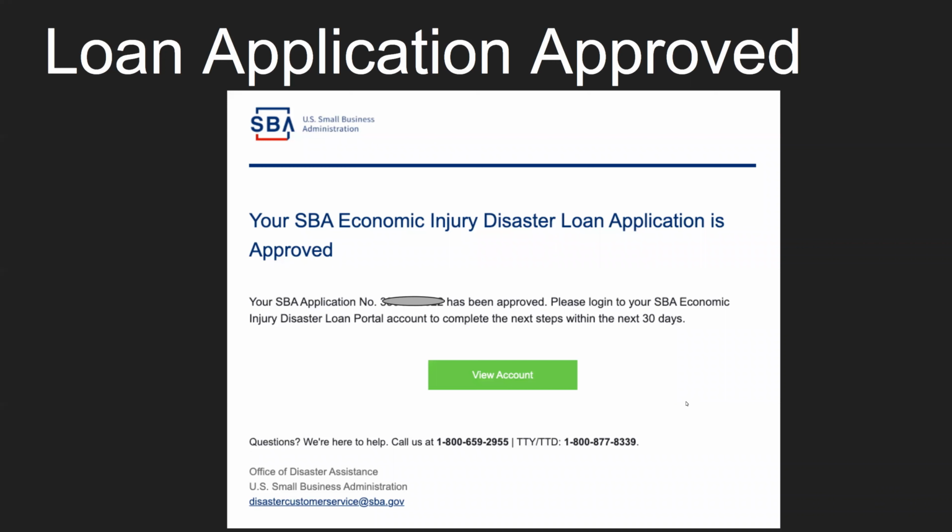The loan application will get approved and you would get an email similar to this from the Small Business Administration that would basically state that your loan application has been approved, and you will click view account and it will take you through the process to log in and register to see what your loan eligibility is and determine if you will be taking the loan out.